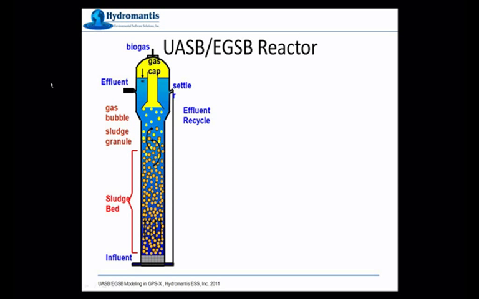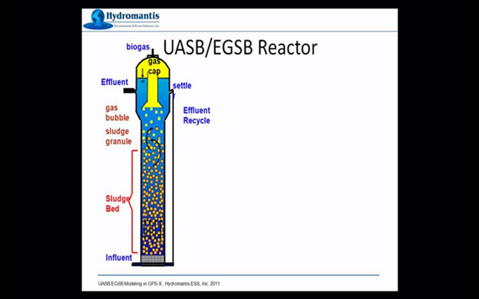The purpose of the gas-solid separator is to separate the gas which is generated inside these reactors and then extract that gas from the top. It also serves the purpose of solid clarification and solid recovery, and the clarified effluent is taken out from the top of the reactor. Depending on the configuration of the reactor, sometimes we have effluent recycle to increase the linear velocities inside the reactor.